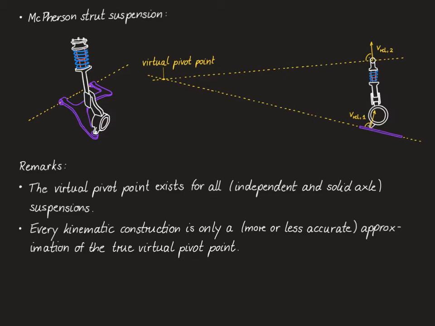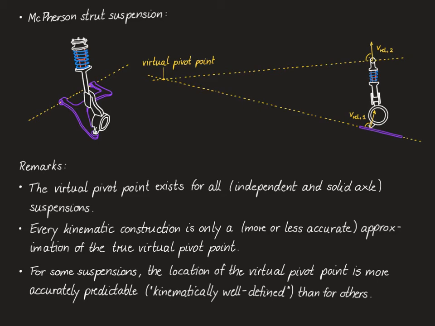Every kinematic construction, like the ones we've seen above, is only a more or less accurate approximation of the true virtual pivot point. And finally, for some suspensions, the location of the virtual pivot point is more accurately predictable, or as we say, the virtual pivot point is kinematically more well defined than for others. Of course, the 2 examples above have been chosen such that the virtual pivot point is very well defined.